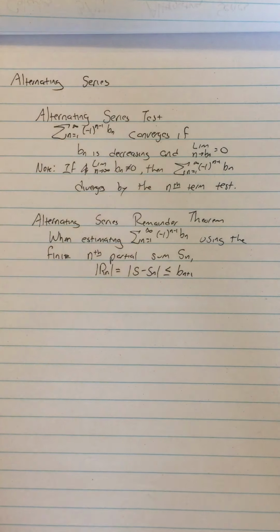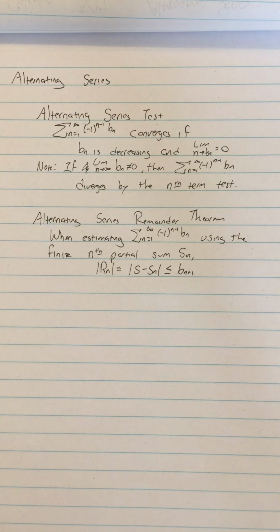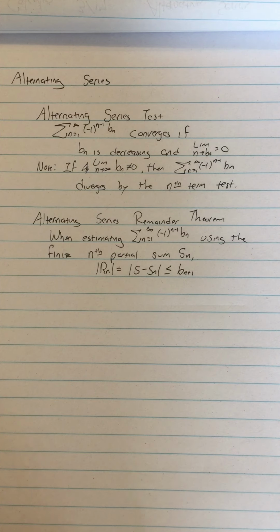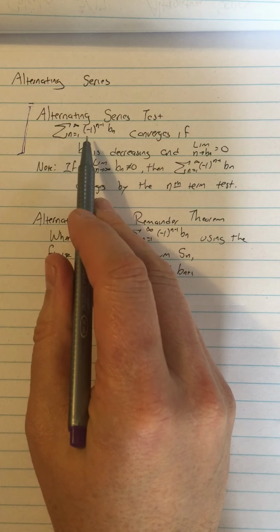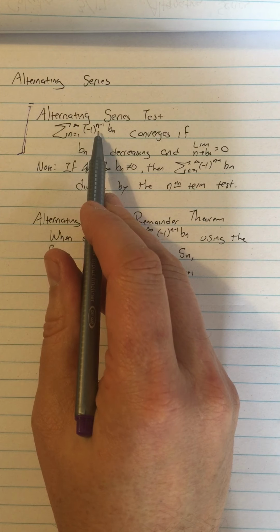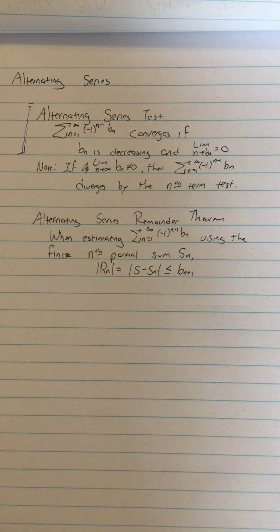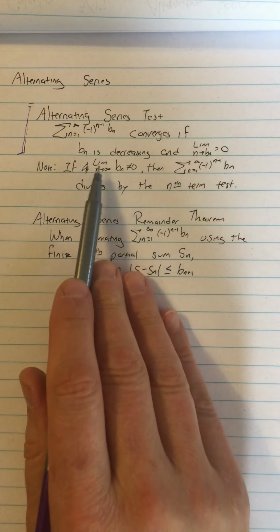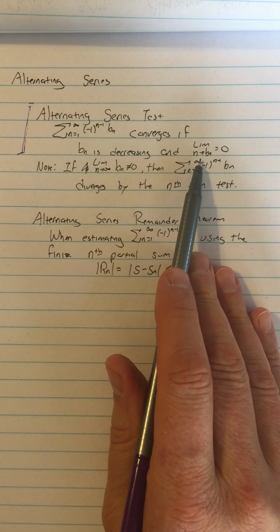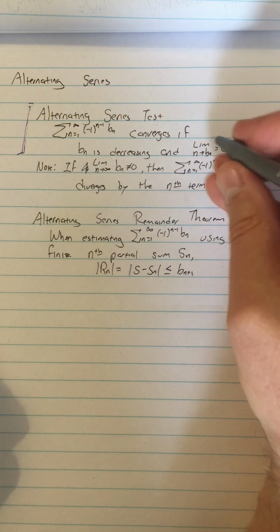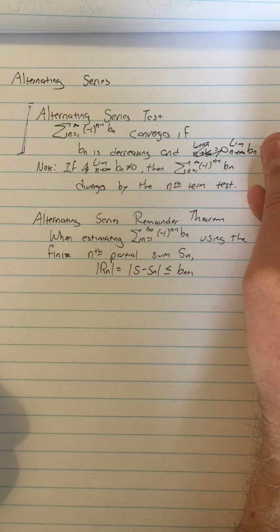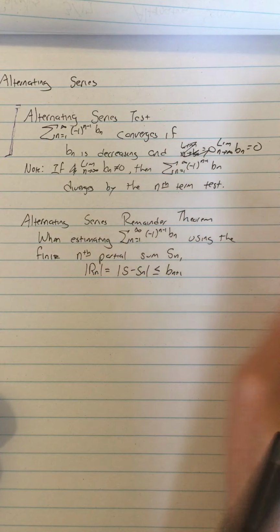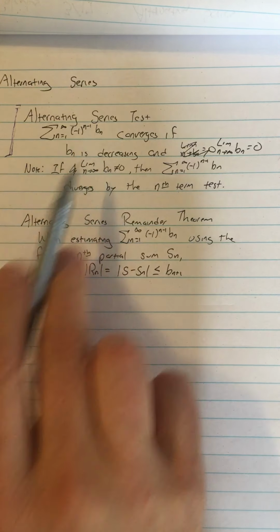So this is part 2 of section 9.5, alternating series. Just to summarize what we have so far, we have the alternating series test. The alternating series test says that if I have an alternating series, I recognize that alternating series by (-1)^(n-1) or (-1)^n. It actually doesn't matter. That series converges if b_n is decreasing and the limit as n approaches infinity of b_n equals 0. So as long as the limit is 0 and the terms are decreasing, the series converges.